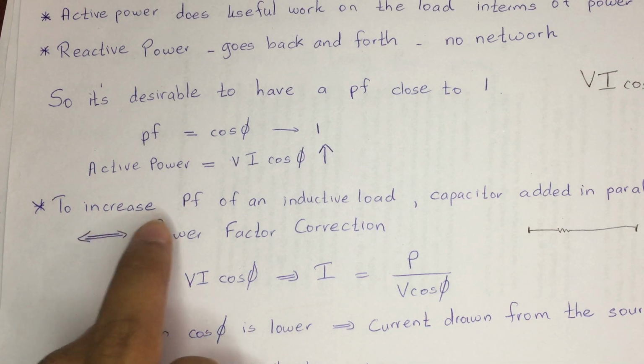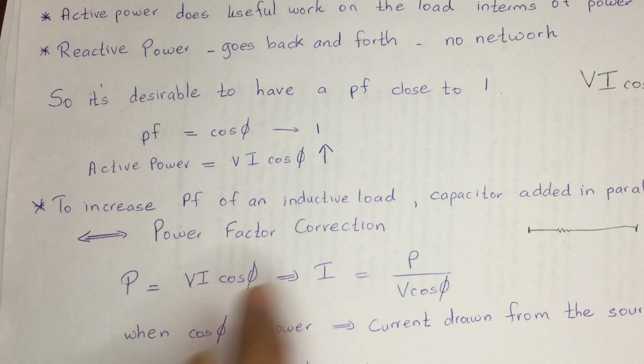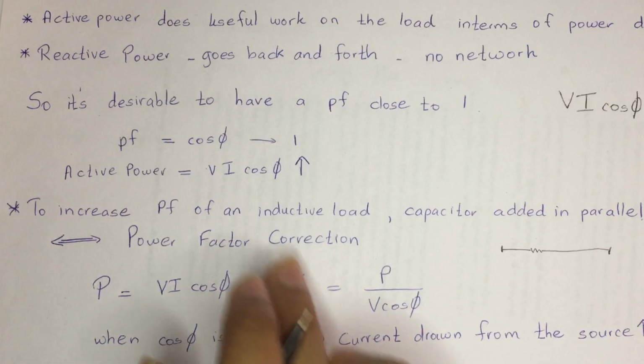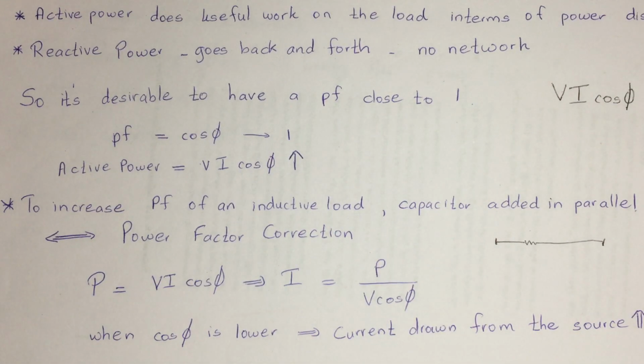So, when we are considering power factor correction, we have said that when there is an inductive load, we add the capacitor in parallel. Why do we need to add it in parallel? Actually, if there is an inductive load, we can add a capacitor in series too. It's going to reduce that.